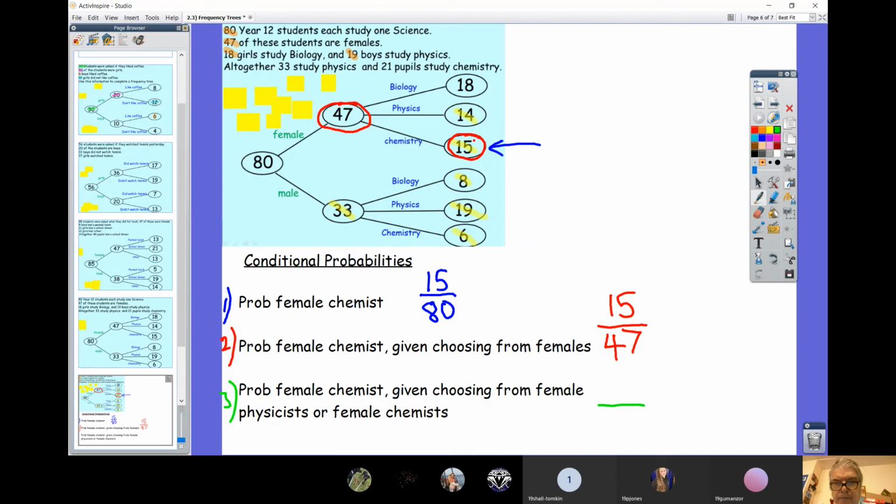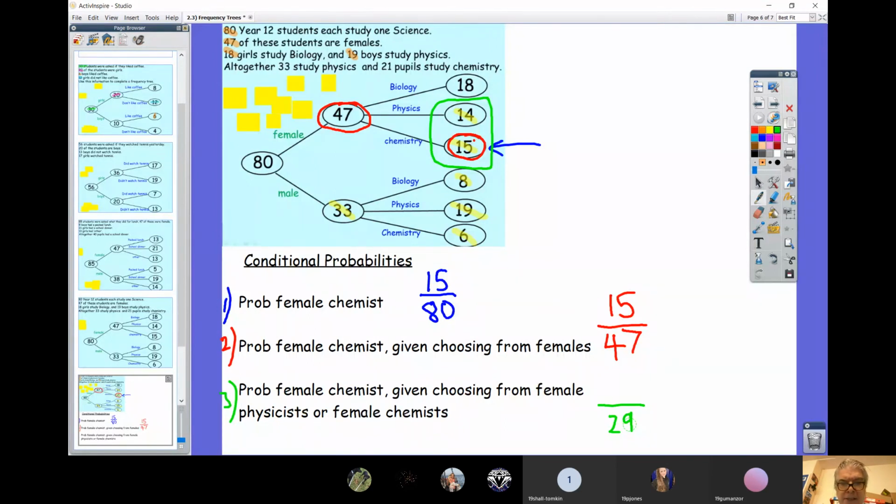Good. Very good. So what Douglas has said is we're choosing from the female physicists and chemists. They are the only people we are picking from. Yes, you can go to the bottom. So, okay, we're picking from 29.